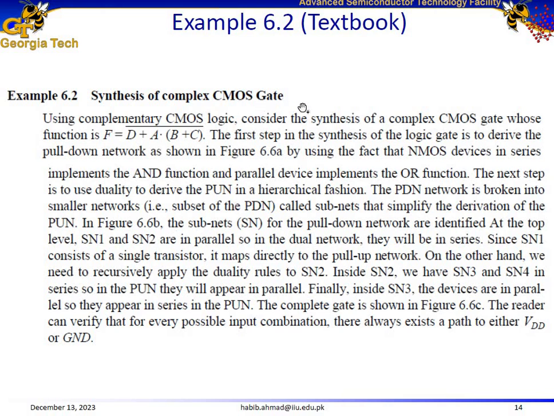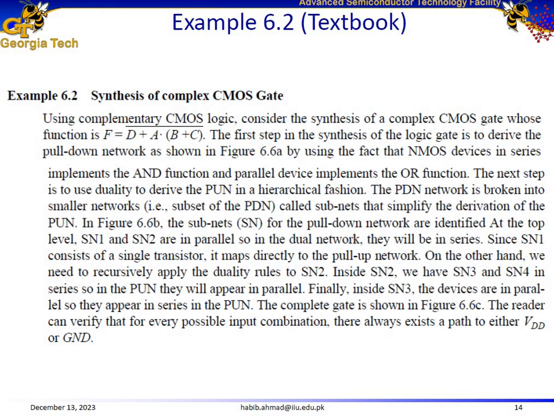Synthesis of complex CMOS gate. How do you form a circuit diagram from a Boolean function? For example, if this logic function is given, f is equal to D or (A and (B or C)), whole complement, how do you form the circuit diagram?